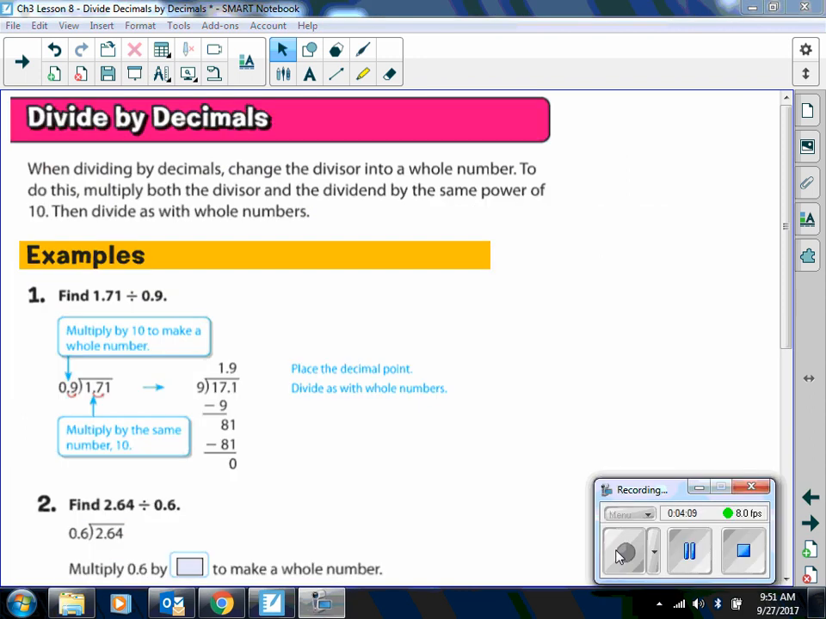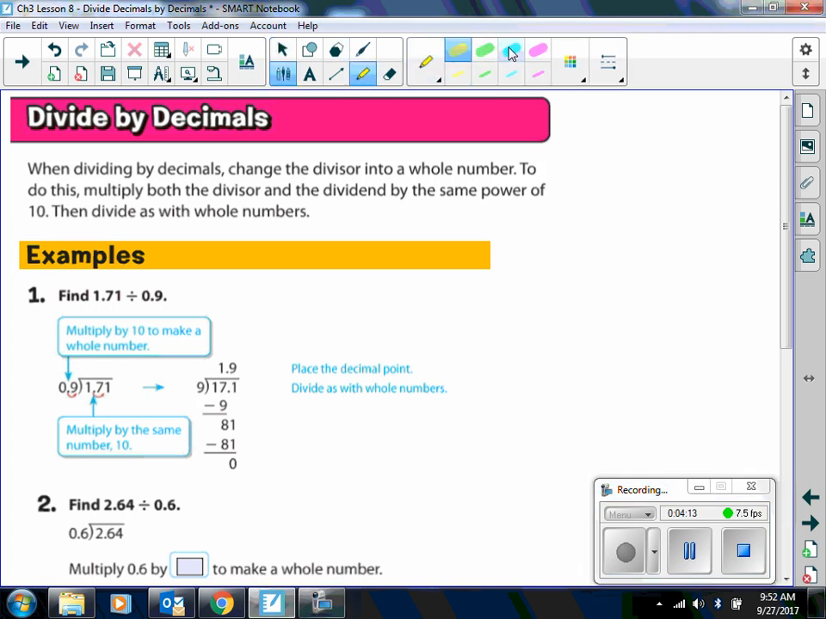Today we are going to divide by decimals. Make sure you write your heading. Please write your heading: Divide by decimals. When dividing by decimals, we're going to change the divisor into a whole number. To do this, you're going to multiply both the divisor and the dividend by the same power of 10. Then you're going to divide as with whole numbers.